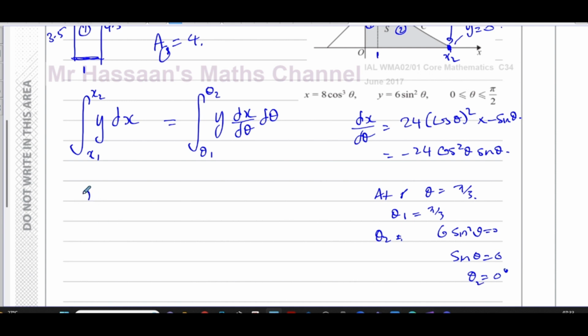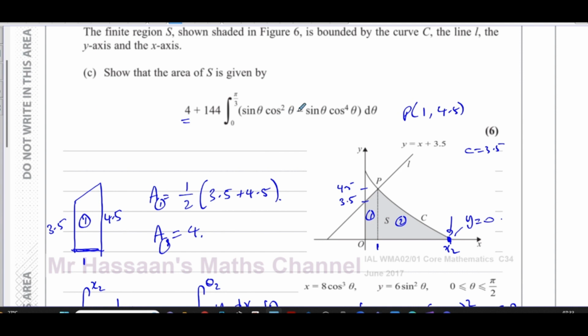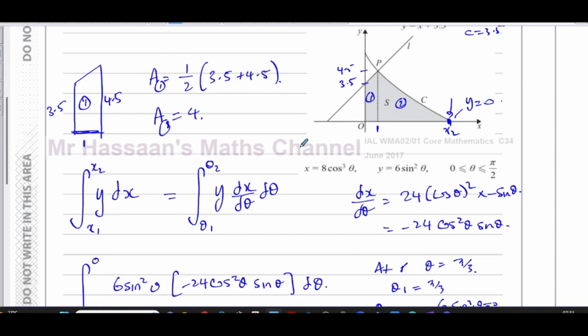So now we can say we've got theta 1 as pi over 3, theta 2 as 0. We have y as 6 sine squared theta times dx/dθ, which is minus 24 cosine squared theta times sine theta, and this has to be integrated with respect to theta. All right, so now we've got something that looks not quite the same as this. There are going to be some changes we're going to have to make.